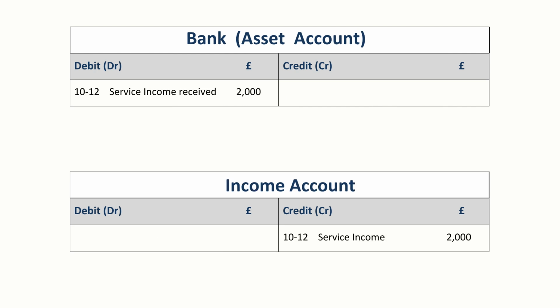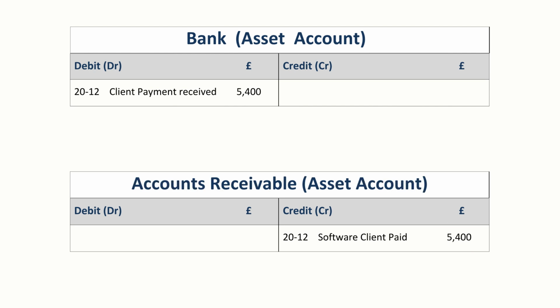The business received £2,000 for services we've provided, and the money went straight into the bank account. The bank account is an asset, and assets increase on the debit side when money comes in. The service income account represents our income, and income increases on the credit side. Debit bank £2,000 because cash in the bank increased. Credit service income £2,000 because our revenue increased.